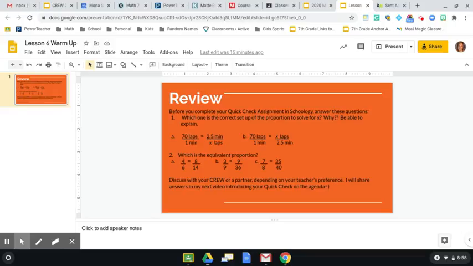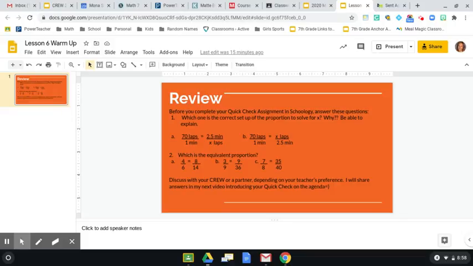So hopefully for number 1, you chose letter B. Your explanation should be that when the proportion is set up with a story, your labels match. If you notice in the numerator, laps and laps are there, and in the denominator, minutes and minutes. That is the correct way to solve it if you were to do that. That forms that proportion for you. It is equivalent.